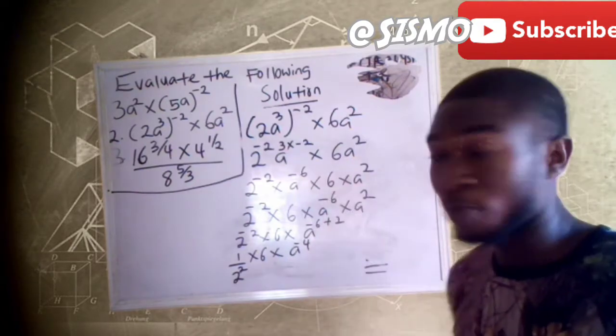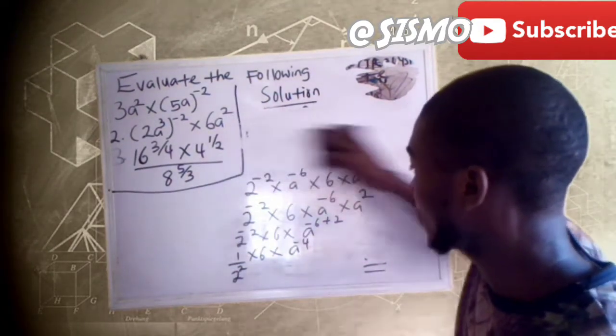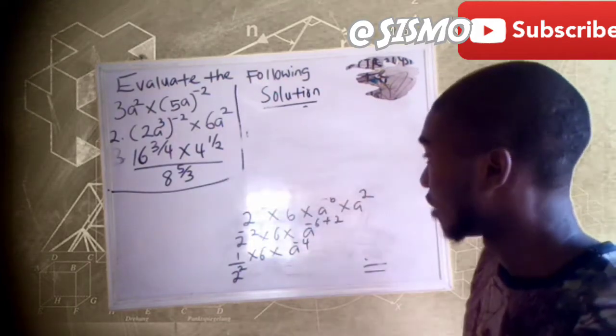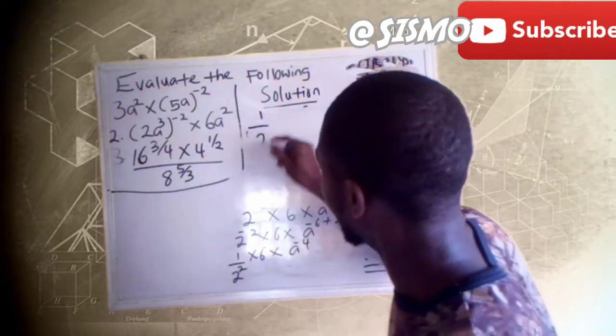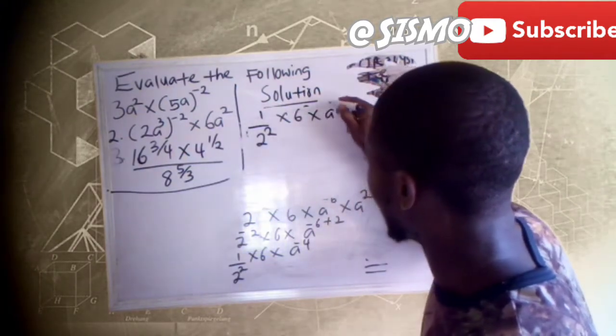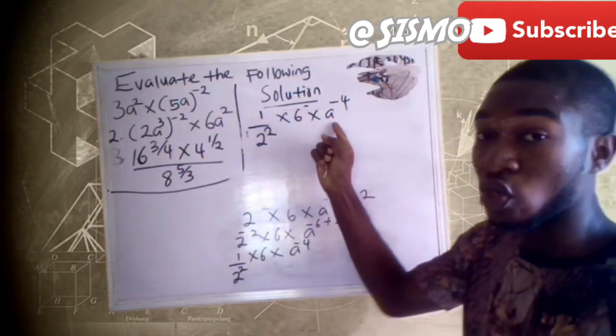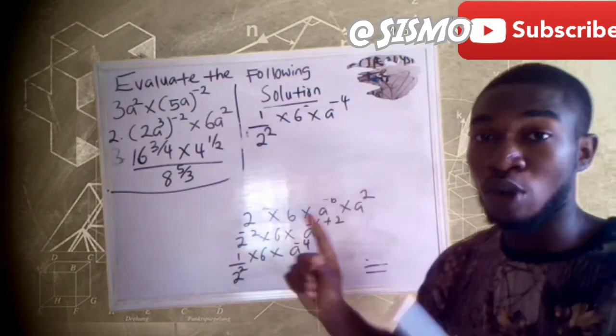So let's wipe this off. I believe we've taken note of this. So now I have 1 over 2 to the power of 2 multiplied by 6 times a to the power of minus 4. If you look properly, you will see that we also have to apply the law of negative index to the a raised to the power minus 4.